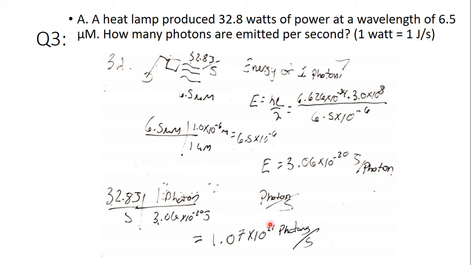Now, how many photons are emitted per second? That's what I'm trying to calculate. Photons divided by second should be my unit. Well, my lamp is 32.8 joules per second, and I have 3.06 times 10 to the minus 20 joules per photon. Joules cancel out. My units are photons per second, which probably means I did this right. So this lamp emits 1.07 times 10 to the 21 photons per second.